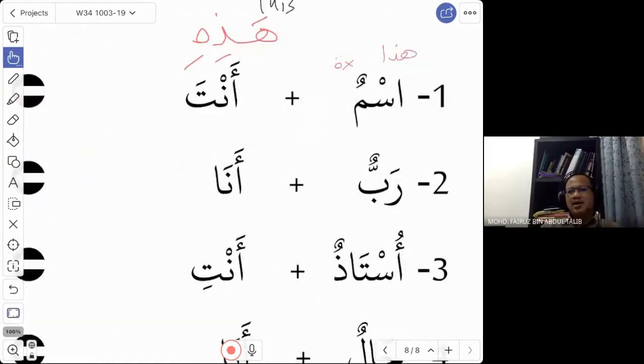Rabbun, God. Ana, I. But here we want to say my God, not I am a God. If you say I am a God, then it is ana rabbun, like Fir'aun. Fir'aun said to his people, Ana rabbukumul a'la, I am your highest God. That is what he said. That is why he was punished by the real God.